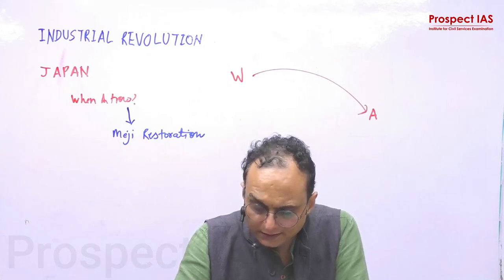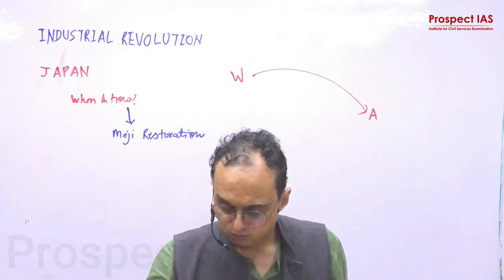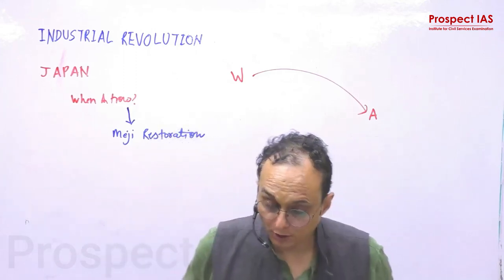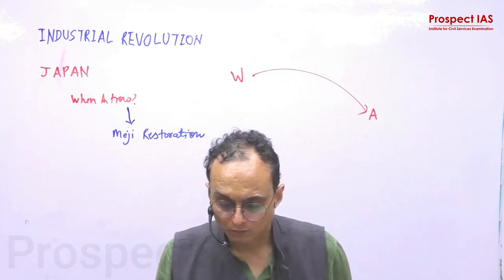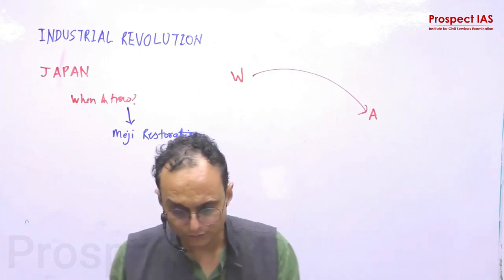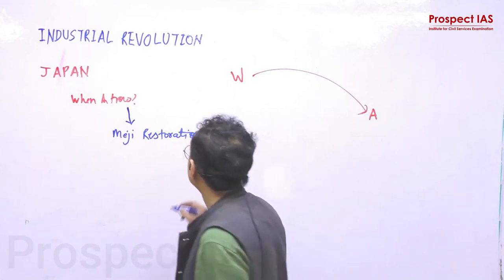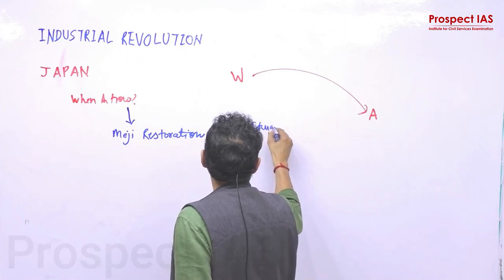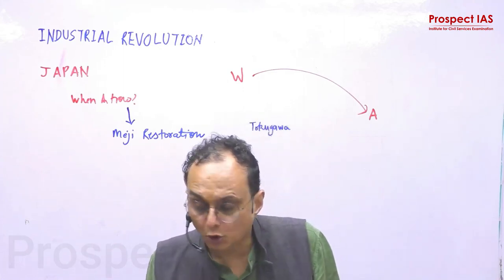in 1868 that brought about the final demise of the Tokugawa shogunate.